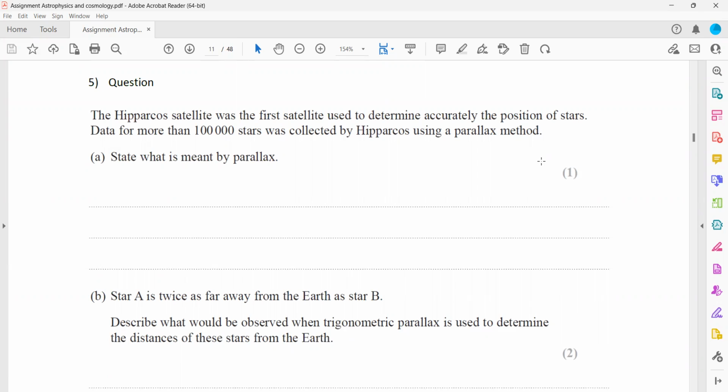In question 5, the Hipparcos satellite was the first satellite used to determine accurately the position of stars. Data for more than 100,000 stars was collected using a parallax method. What is a parallax method, or what is a trigonometric parallax?